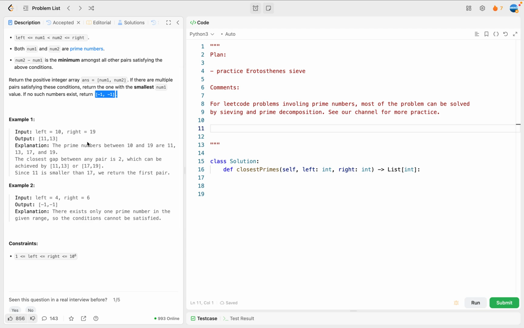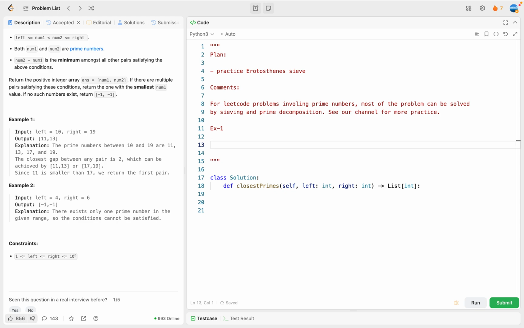If you look at example 1, we have from 10 to 19. We know 11, 13, 17 and 19 are all prime numbers. The gap here is 2, this one is 4, and this is also 2, but we need to return 11 and 13 due to the problem requirement. We need to consider consecutive ones, because if you compare 11 and 17, for sure this distance is larger than the distance between 11 and 13, the consecutive ones.